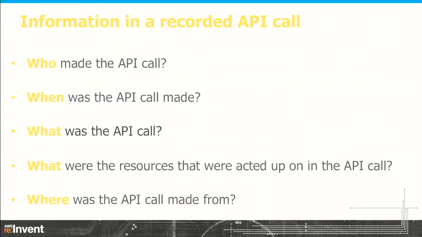So what does CloudTrail actually record, and what is in an event? An event consists of a lot of information. It starts with a user identity element: who made the API call, when was the API call made, what was the API call, what are the resources that were acted upon in that API call, and where was that API call made from. You can think of it as the five W's that are answered using an event. And the event is in JSON format, so it's very dynamic and very easily parsable.